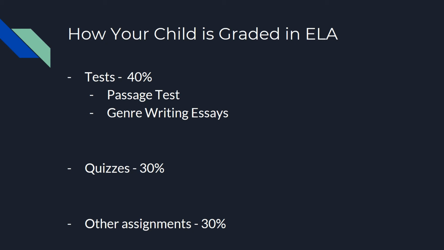We give passage tests for students to complete every other week. It is our hope and expectation that your child will be able to read a 4th grade text independently and successfully answer around 10 comprehension questions related to what they just read. These passage tests are a big percentage of your child's grade. We also give weekly quizzes and other assignments that account for 30% of your child's grade.